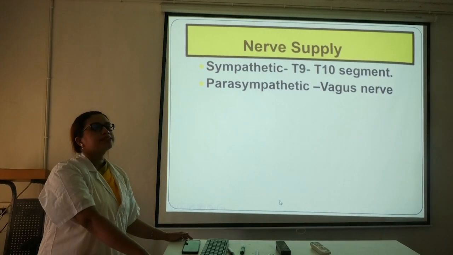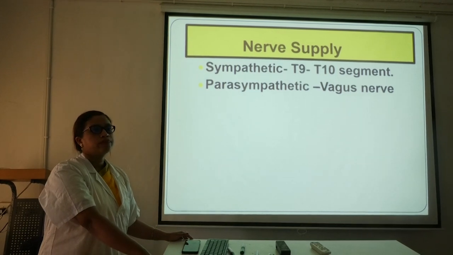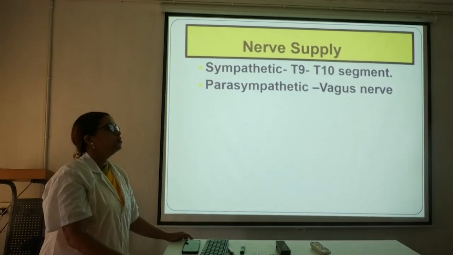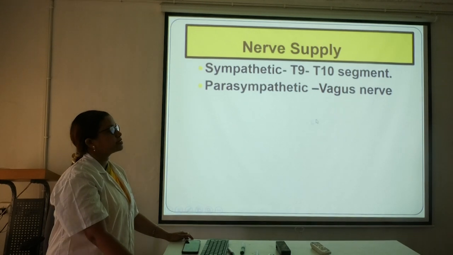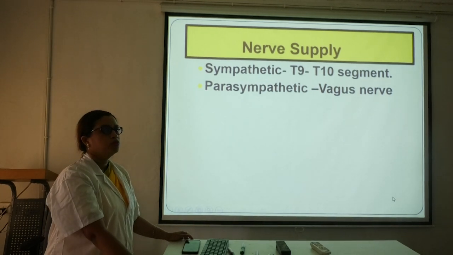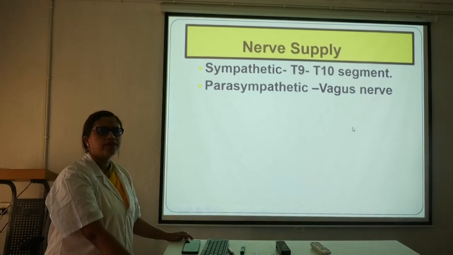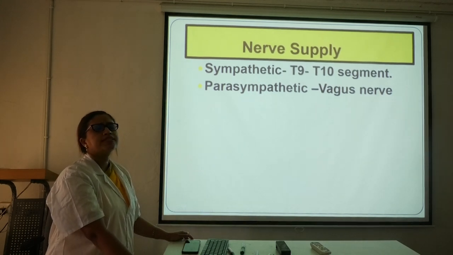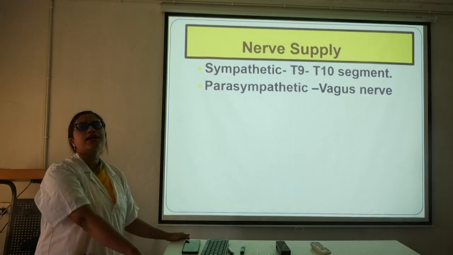And what is the parasympathetic supply? Vagus. So the whole GIT parasympathetic supply is by vagus. So this is the longest cranial nerve. So which nerve has the longest intracranial course?